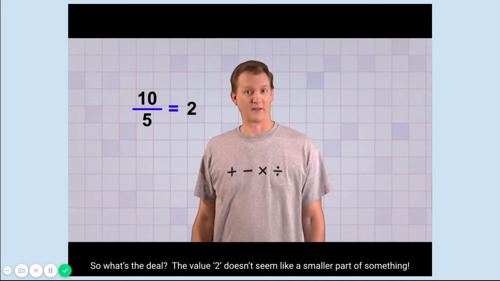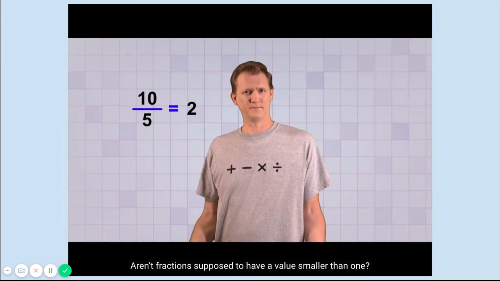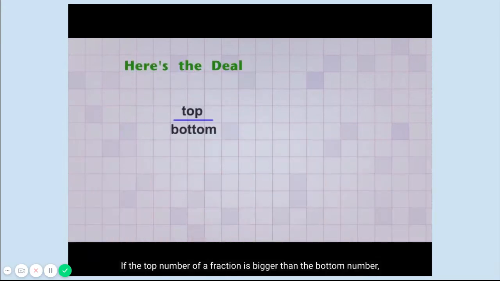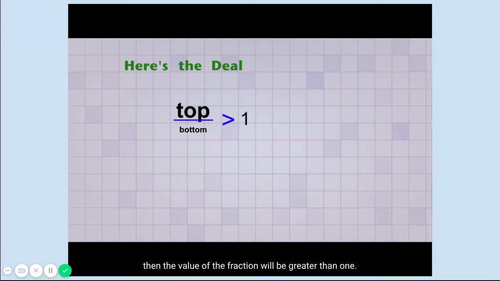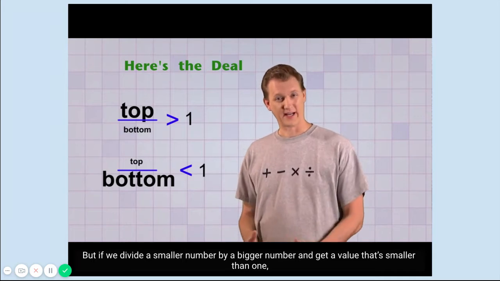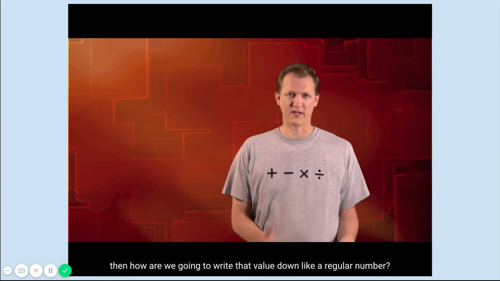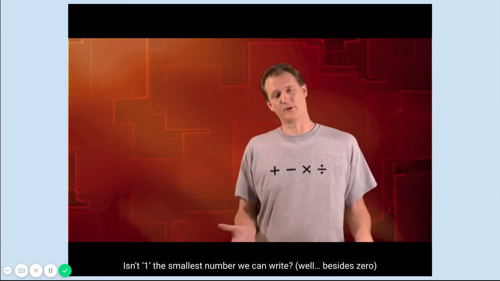So what's the deal? The value 2 doesn't seem like a smaller part of something. In fact, it seems like 2 of something. I mean, aren't fractions supposed to have a value smaller than 1? Here's the deal. If the top number of a fraction is bigger than the bottom number, then the value of the fraction will be greater than 1. But if the top number is smaller than the bottom number, then the value of the fraction will be smaller than 1. But if we divide a smaller number by a bigger number and get a value that's smaller than 1, then how are we going to write that down like a regular number? I mean, isn't 1 the smallest number we can write? Besides 0. Luckily, the answer is no.